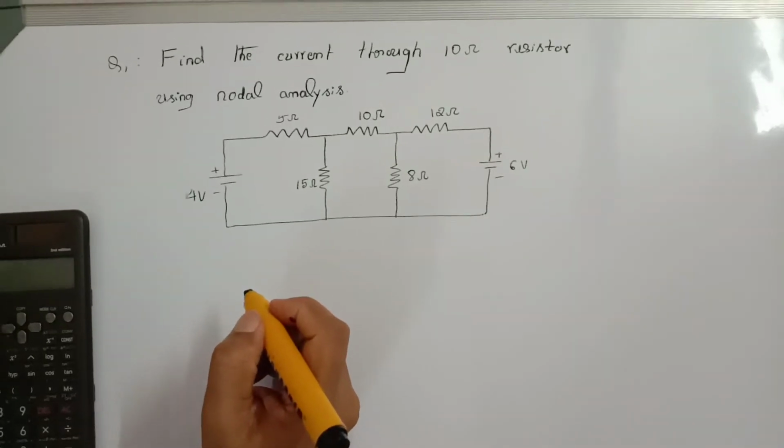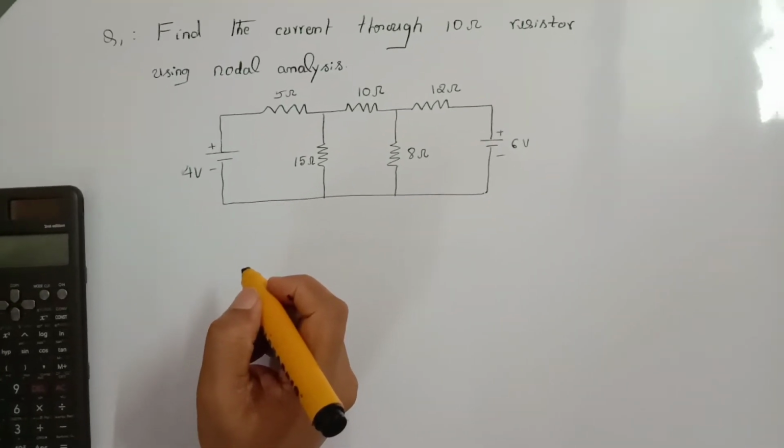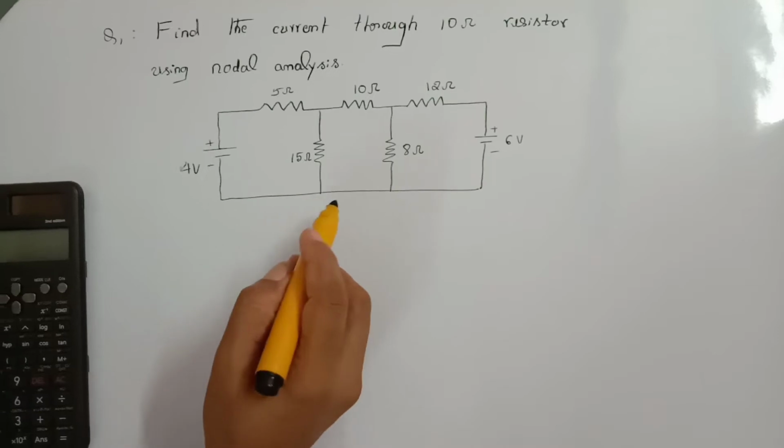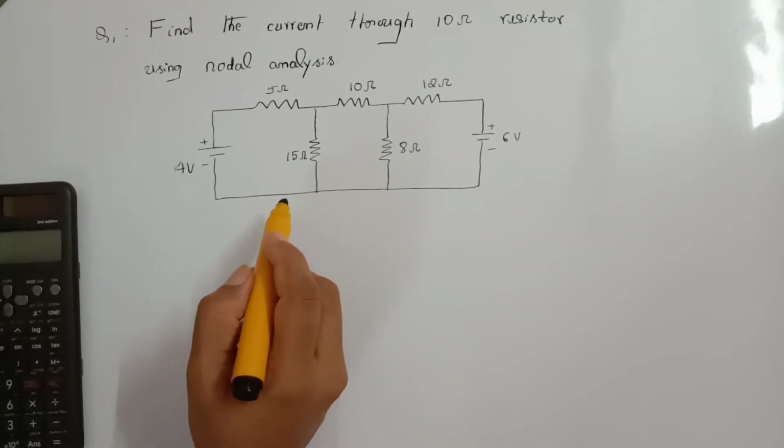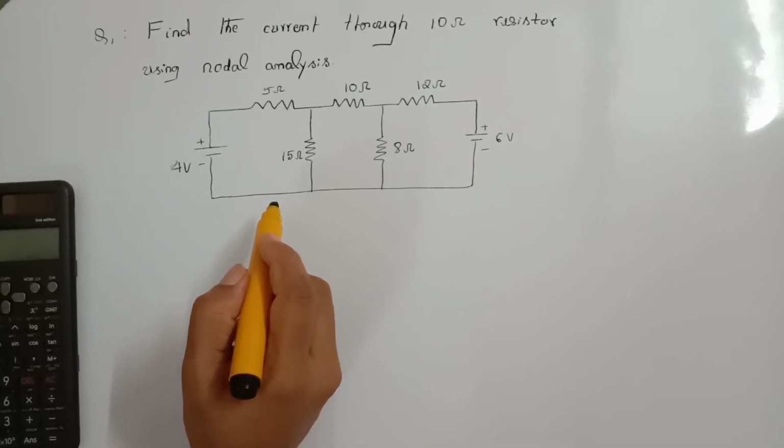Hello everyone. Today we will discuss nodal analysis. The circuit is given here. The question is to find the current through the 10 ohm resistor using nodal analysis.